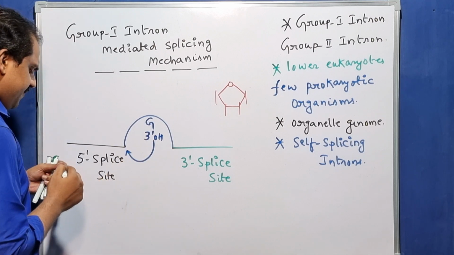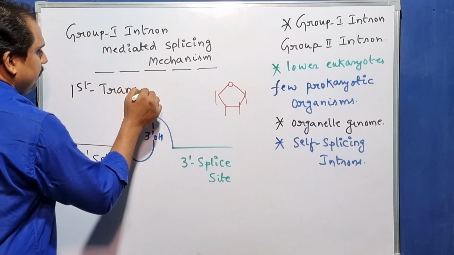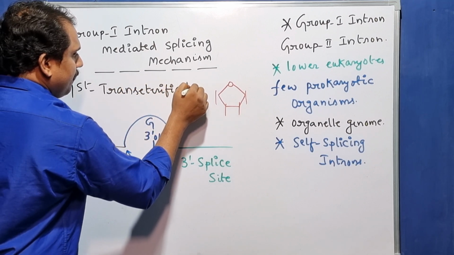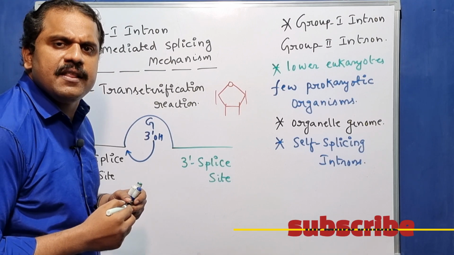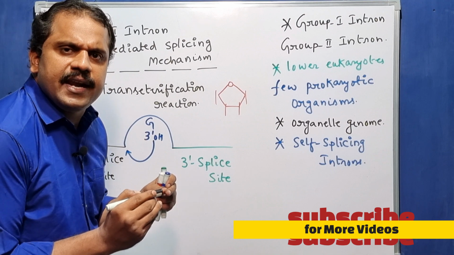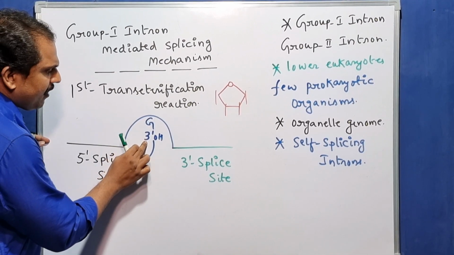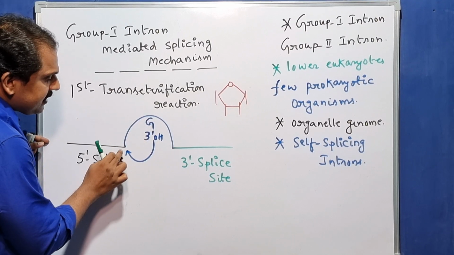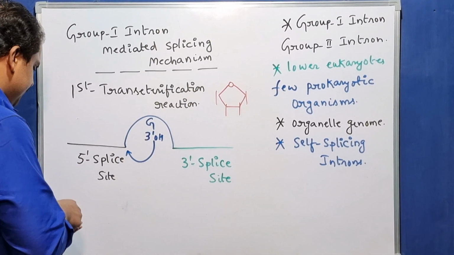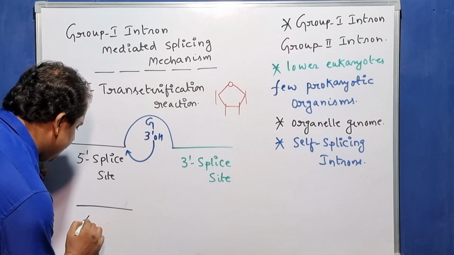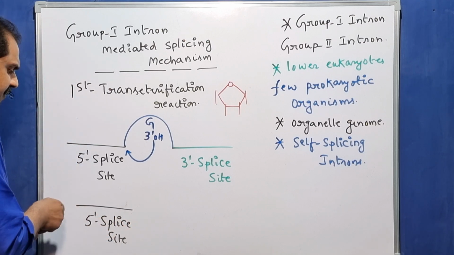So here it is the first transesterification reaction. Is it clear? Then after the first transesterification reaction, one more nucleophilic attack occurs. Once the 3' hydroxyl group of the exogenous guanosine nucleotide induces nucleophilic attack at the 5' splice site, it leads to the exposure of a free 3' hydroxyl group. So here it is the 5' splice site, and here it is the free 3' hydroxyl group.